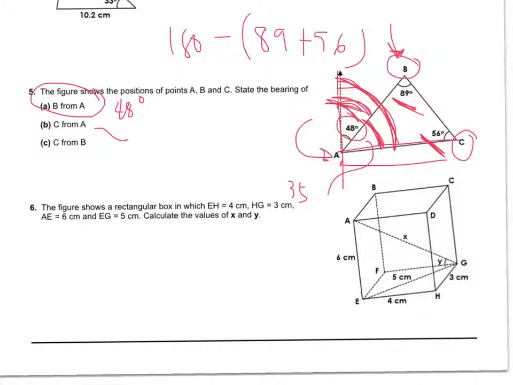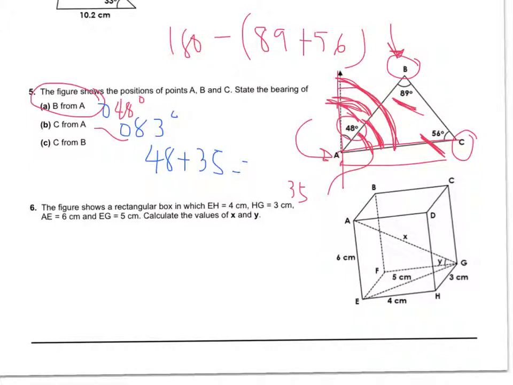Now that we know the small angle here is 35, what will be the bearing from A? Add 48 and 35. So 48 plus 35 is equal to 83 degrees. Did you learn how to write the bearing? It should be three numbers. So 48 will become 048, and 83 will become 083. Okay, always three numbers.